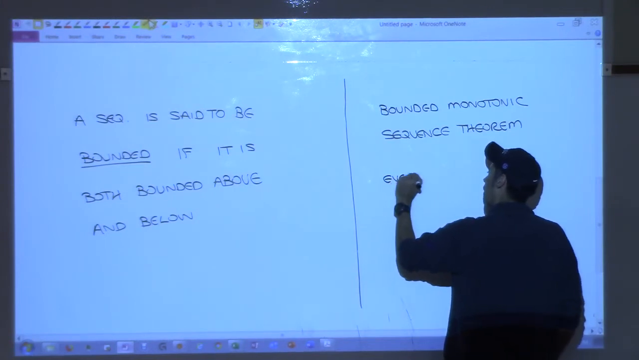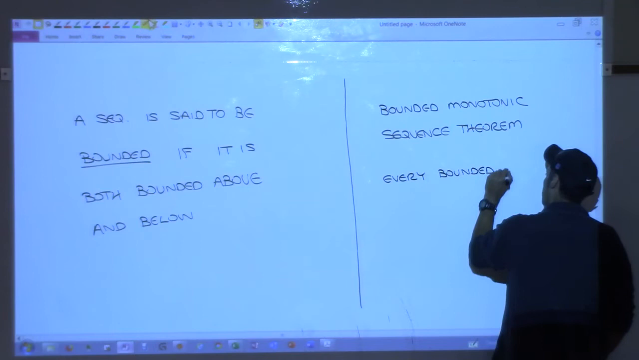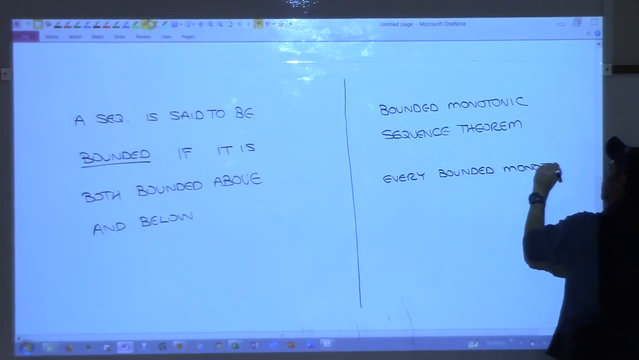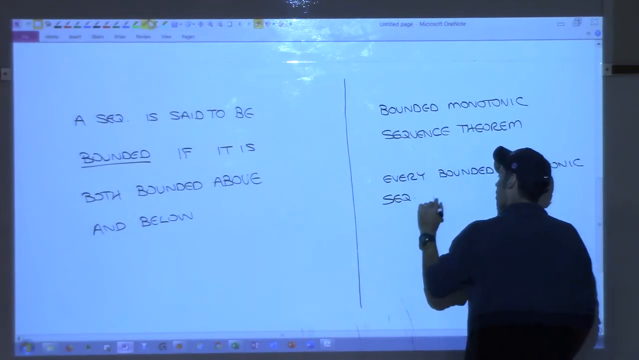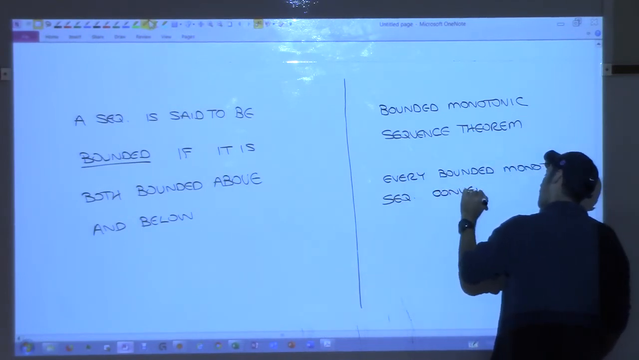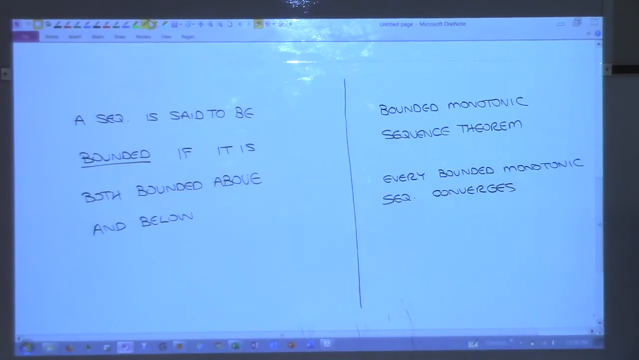Every bounded monotonic sequence converges. Now, we haven't even talked about the word converges yet. We haven't even discussed it, and we will do that next class. But I want us to just consider what this theorem might be saying.